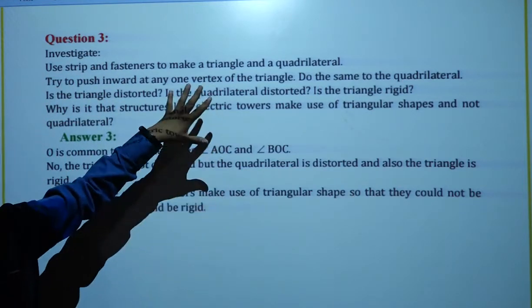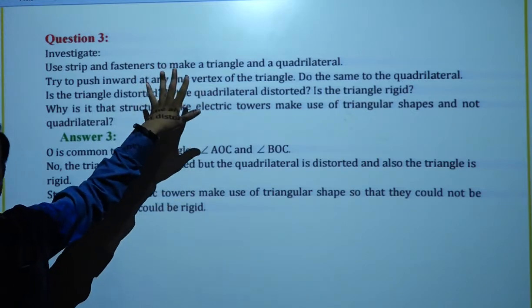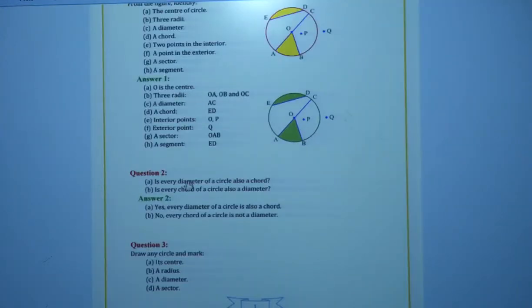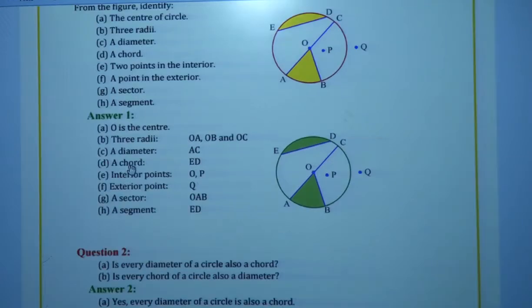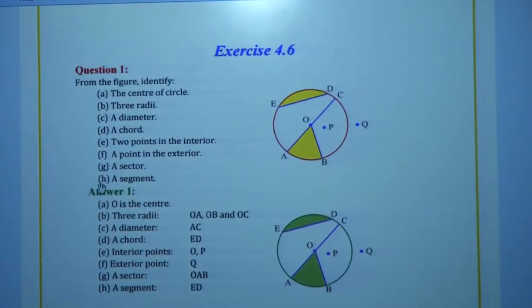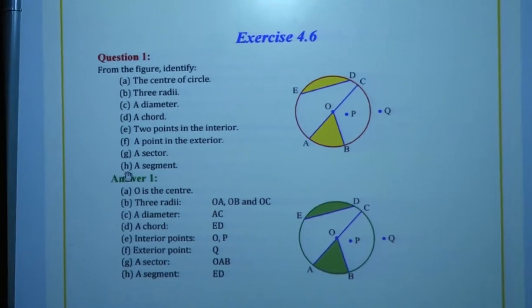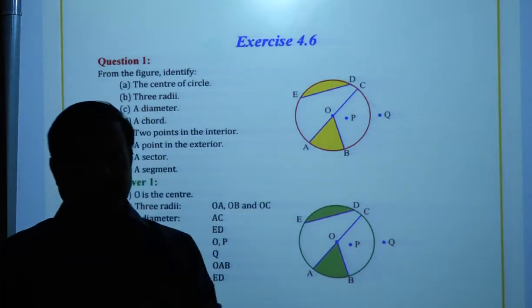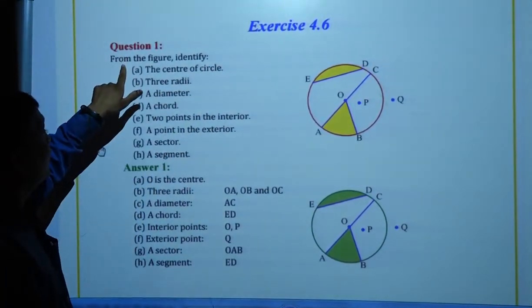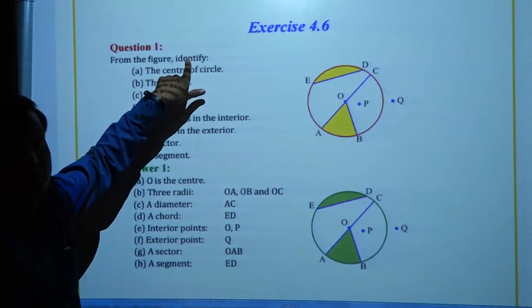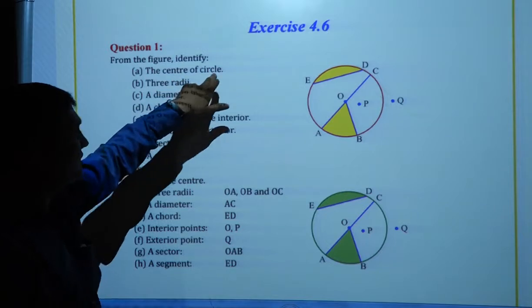So the next topic is the last exercise. Now this is our last exercise 4.6 of basic geometrical ideas. The first question, from the figure we have to identify. What do we have to identify? The center of the circle.